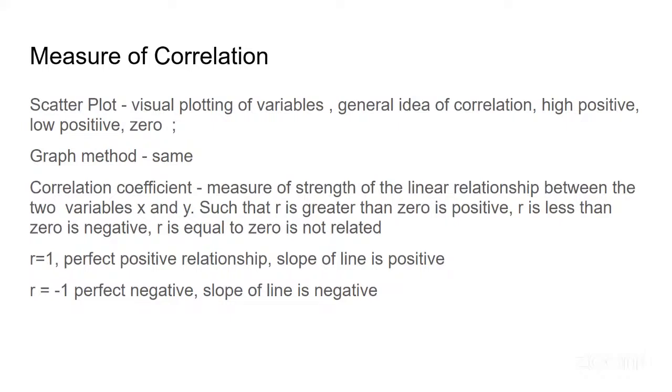Weakly positive and weakly negative correlation. Then we have high and low positive and negative correlation, when these points are very close to each other, there is less degree of variability. And zero correlation is when we do not have any.